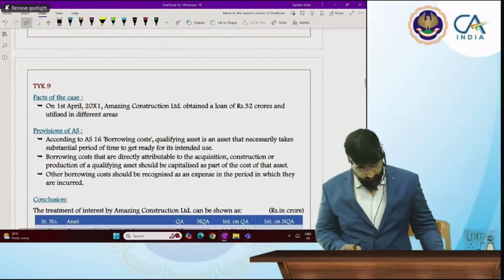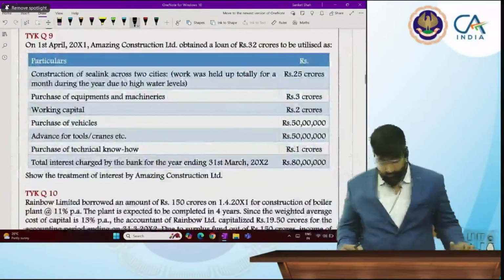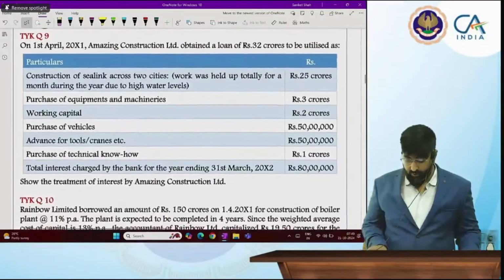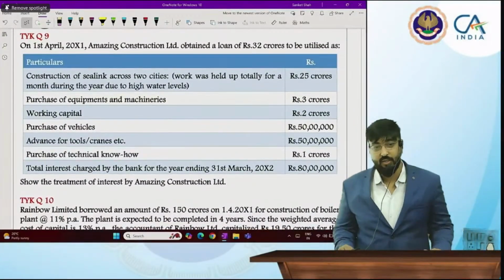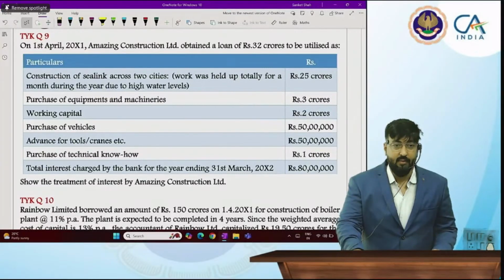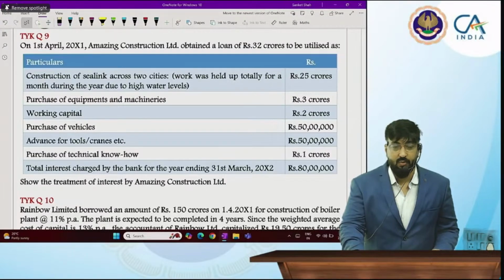ठीक है. चलो. Now we'll solve question 9. TYK. Come to TYK question. Yes. Yeah. Do not unmute. Do not mute. Yes, sir. Harshada, continue. Yes, sir.